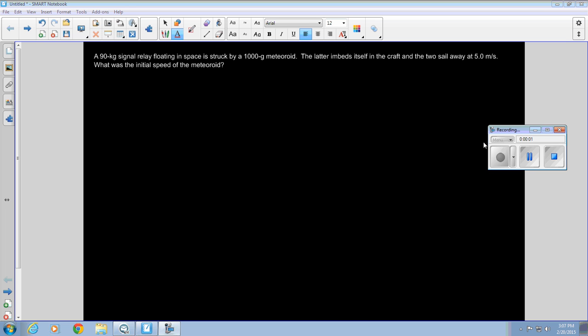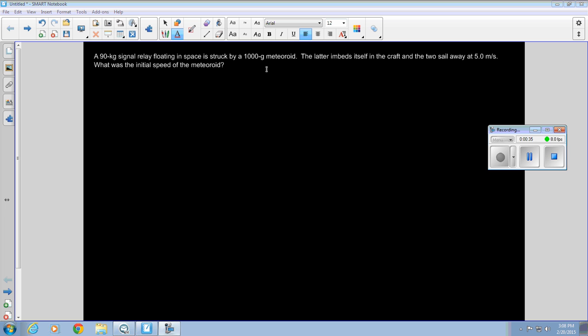Okay, now we're going to do a perfectly inelastic collision. And the way we know it's a perfectly inelastic collision is just by reading the problem. You've got a 90 kilogram signal relay floating in space, and it's struck by a 1,000 gram meteoroid. If you don't know what a signal relay is, you can look it up. It's basically a type of satellite that's orbiting the Earth in space.